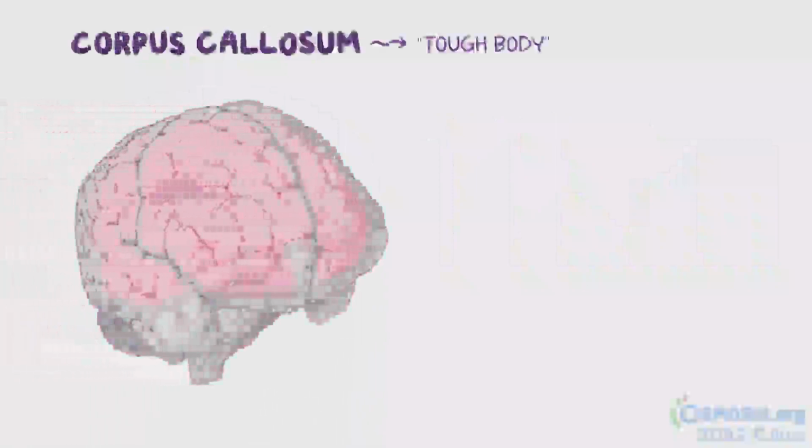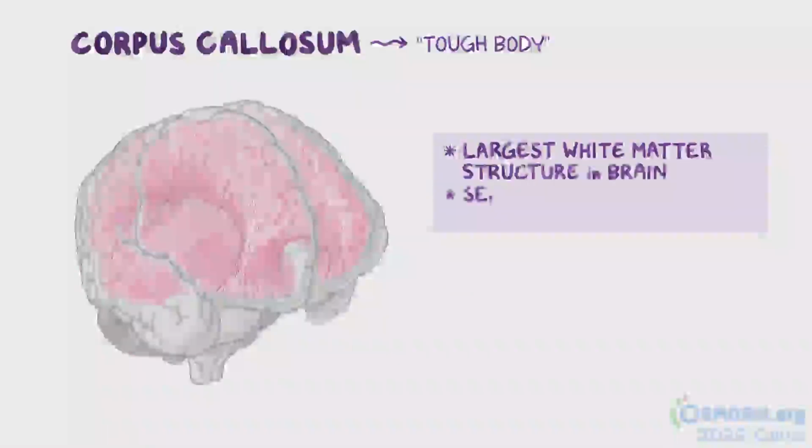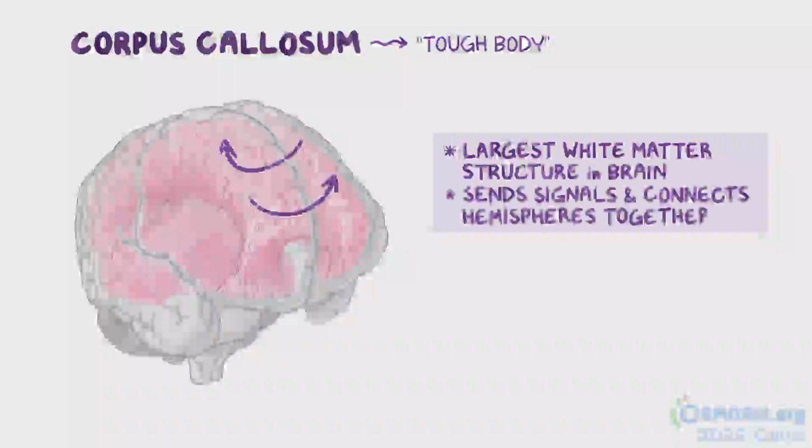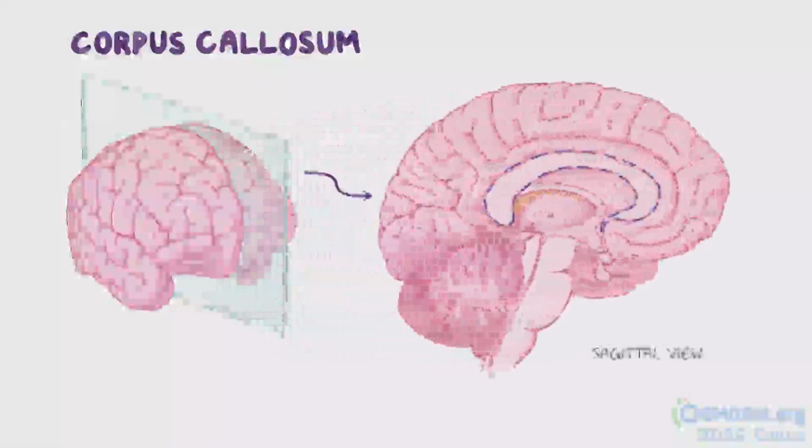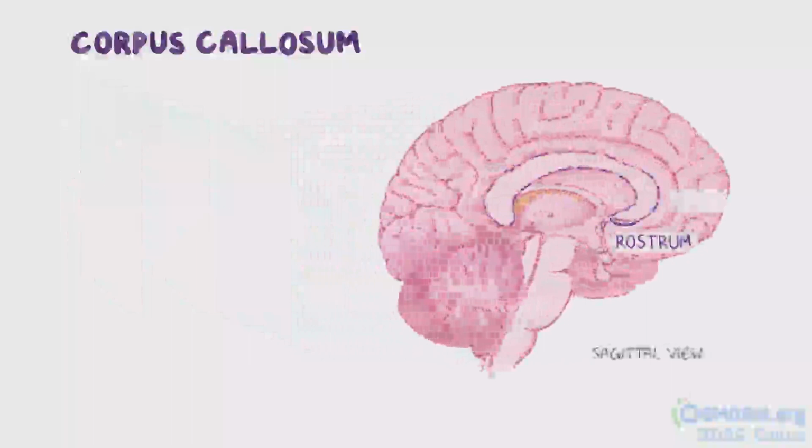Okay, first, let's cover the cerebral commissural fibers. Starting with the corpus callosum, which means tough body in Latin, this is the largest white matter structure in the brain. It sends signals between the two cerebral hemispheres and connects them together at the same time. If we make a mid-sagittal section through the brain, we can see that the corpus callosum has 4 parts: the rostrum, genu, body, and splenium.